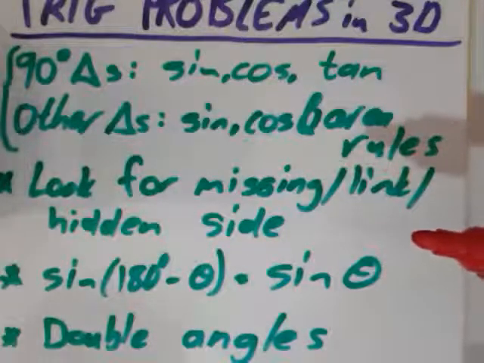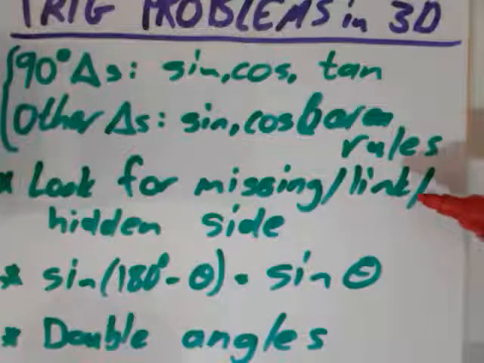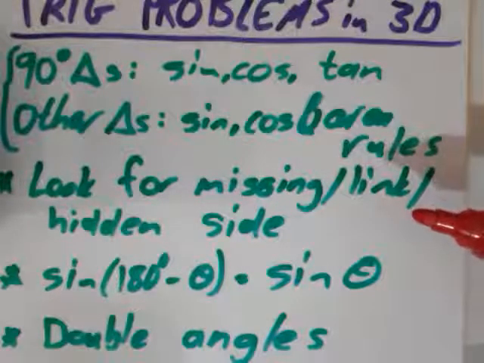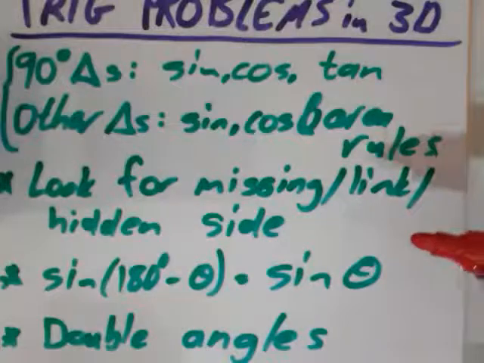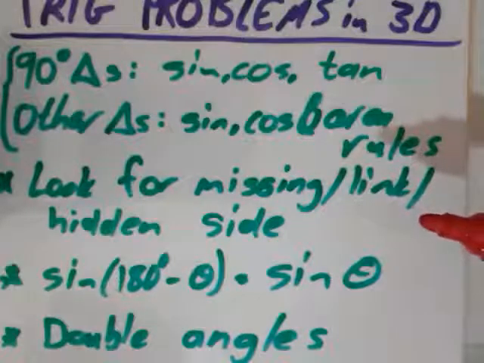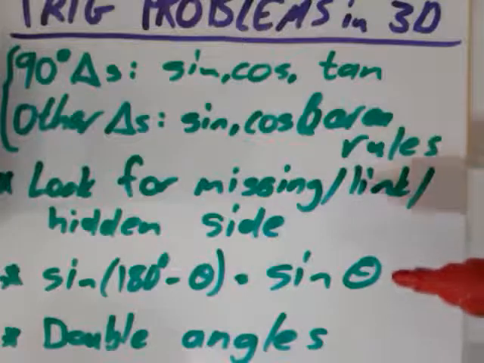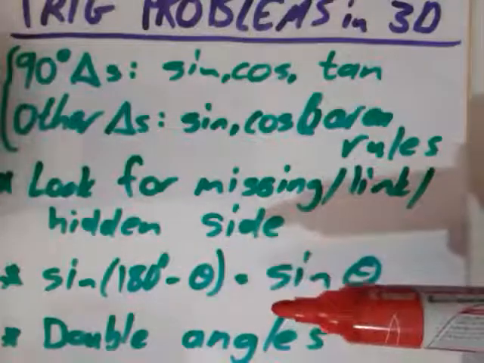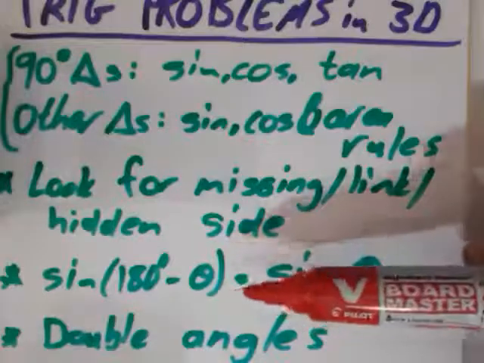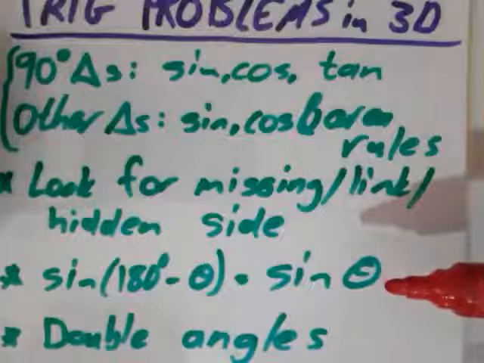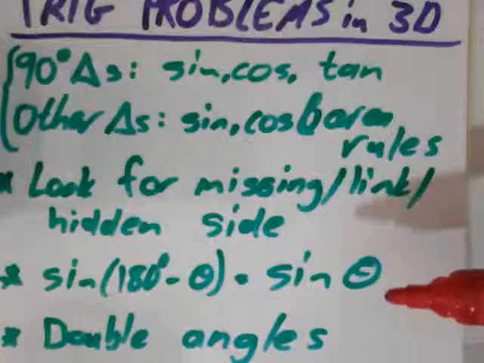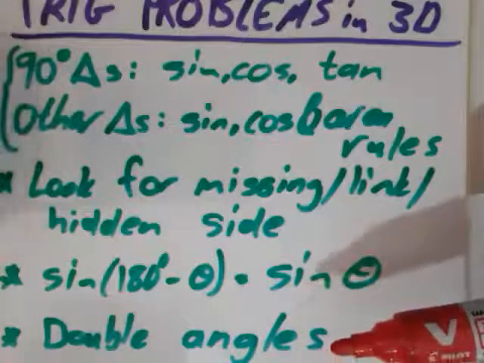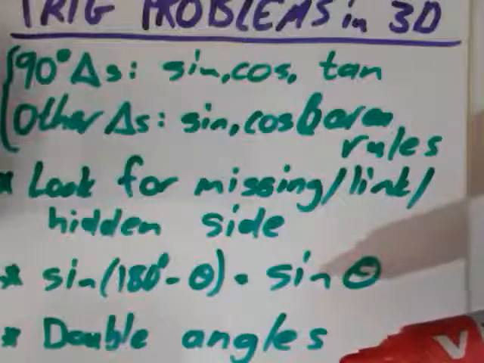Then in the triangle, there's usually one or two missing links or hidden sides. It all depends what you want to call them. I normally call them the link side. They connect triangles, but are not mentioned in any of the equations. Then another useful tool to think about is that the sin of 180 degrees minus theta is the sin of theta. And then finally, double angles. So those are the things that you'll normally use to solve the problems.